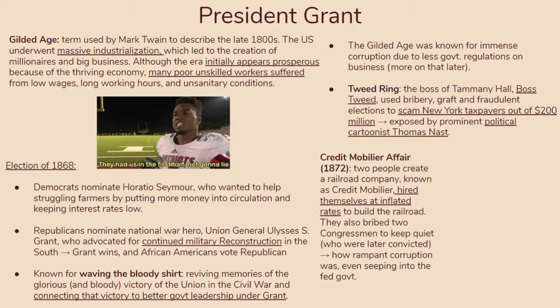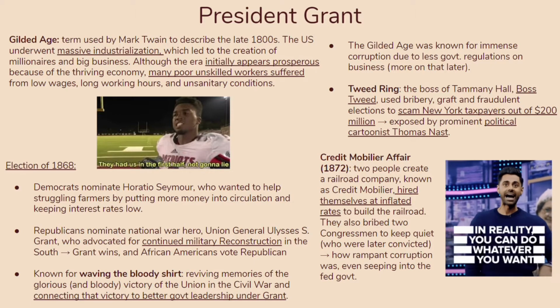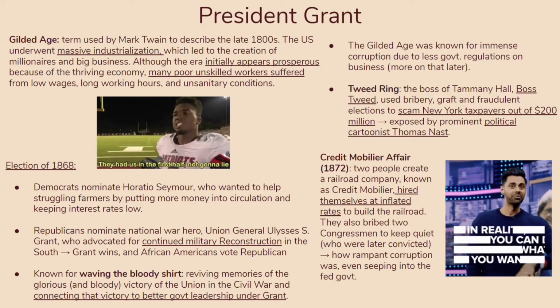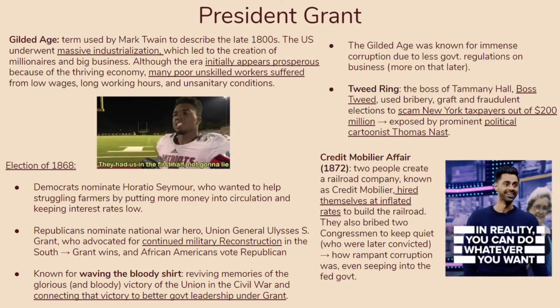Another scandal you should know about is the Credit Mobilier affair in 1872. Two people create a railroad company known as Credit Mobilier and hired themselves at inflated rates to build the railroad. They also bribed two congressmen to keep quiet, who were later convicted in a trial. Overall, this is showing you how rampant corruption really was during this time, even seeping into the federal government system. So in reality, people were able to get away with a lot of stuff under Grant's administration, as we'll talk about in the next slide as well. And that is super important to make note of.